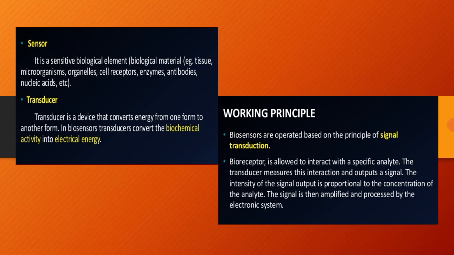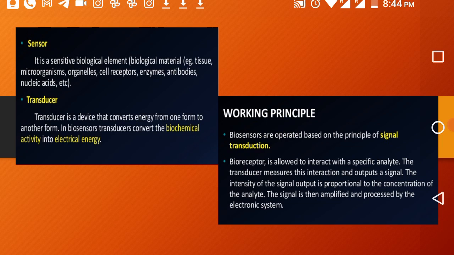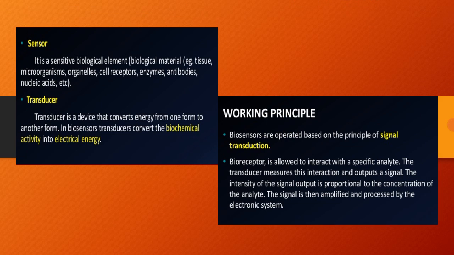What will the transducer do in the biosensors? Biosensors will have the biochemical energy, right? So the transducer will convert this biochemical energy into electrical energy for displaying the results on the display unit. Now we will see the working principle of the biosensors. Biosensors operate based on the principle of signal transduction. Signal transduction is the major principle behind the working of biosensors.